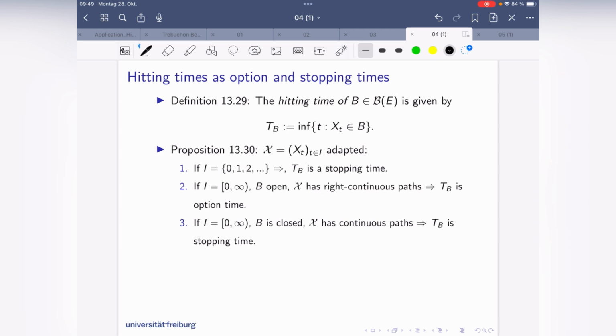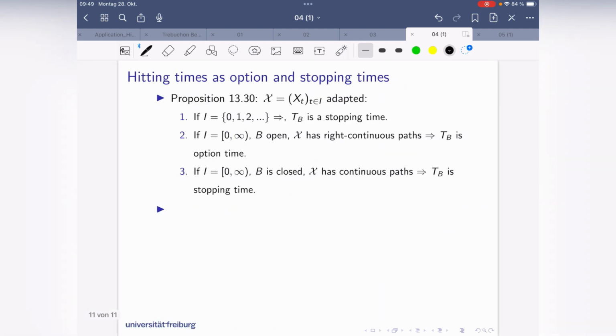Okay, so let's try to prove this. Let's do it on this slide here. First property, Tb less or equal than t. Well, there must be some s less or equal than t with the property that xs was in B, and this here is in Ft, because all of these here are in Fs, which is a subset of Ft.